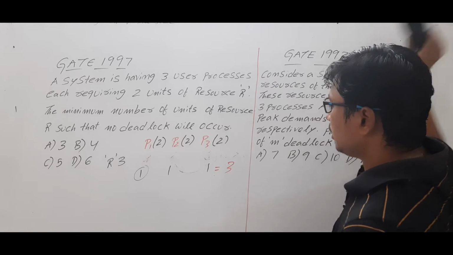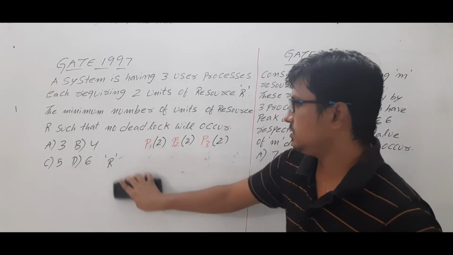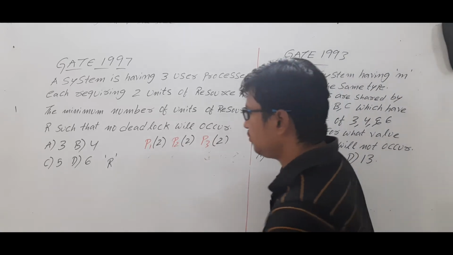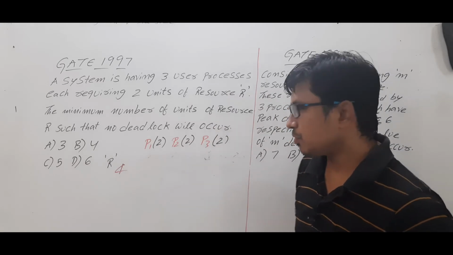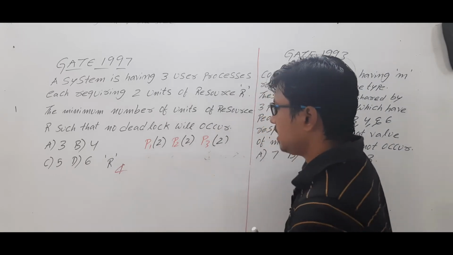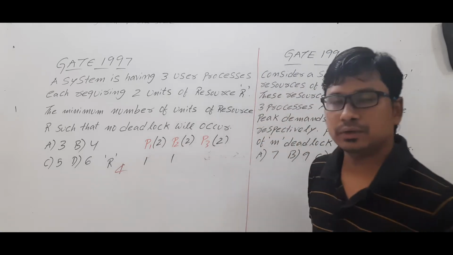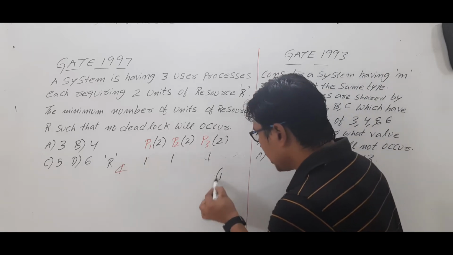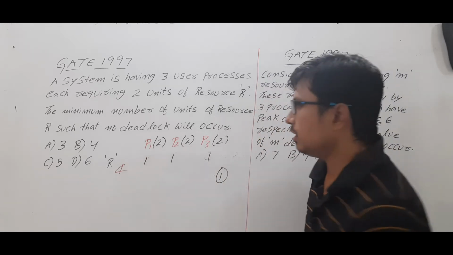Is it clear? Now we will look at 4 resources. Are you able to understand? With 4 resources, can we solve the deadlock problem? How will we look at it? I will give 1 unit to process P1, 1 unit to process P2, 1 unit to process P3. Now I have one more extra. Let's give that extra one to P1.